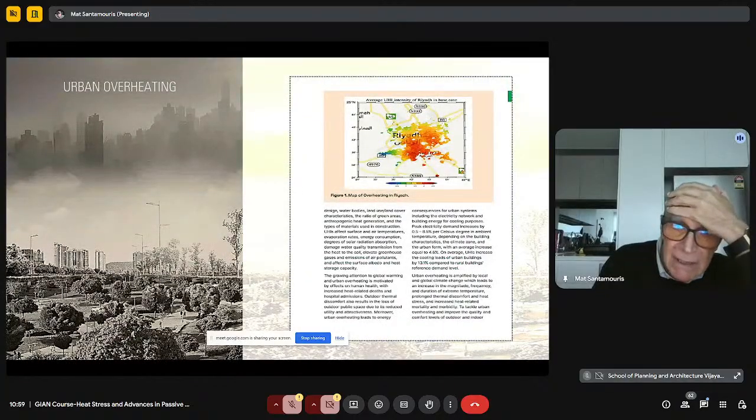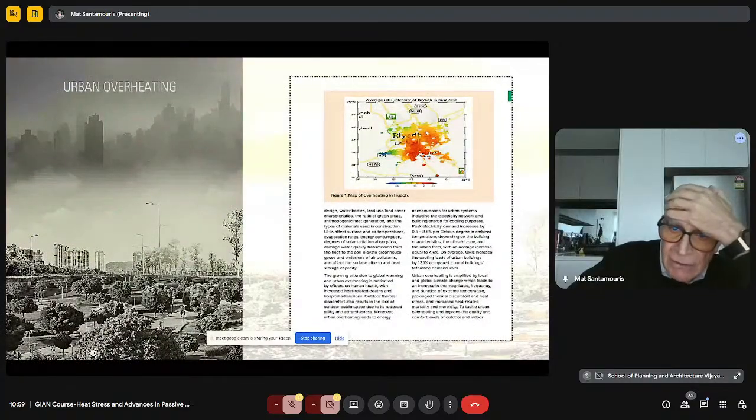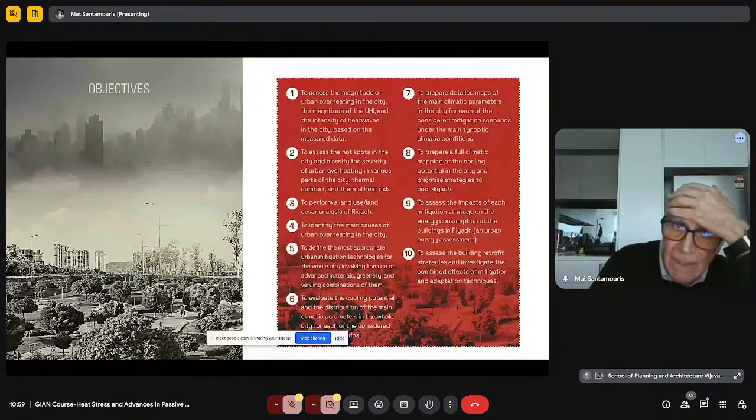Riyadh presents an important urban heat island. You can see from the graph in the upper part that the center of the city is 3 to 4 degrees higher than the surrounding areas. Riyadh is surrounded by desert, and this is extremely important because this defines the boundary condition for the whole implementation.